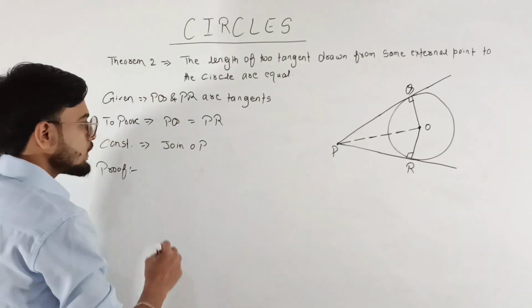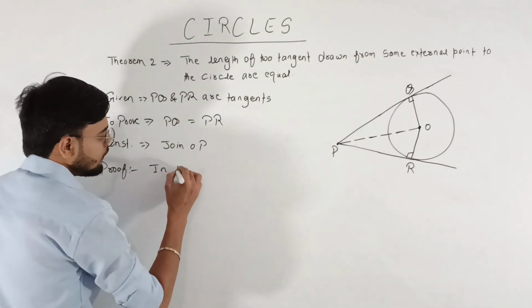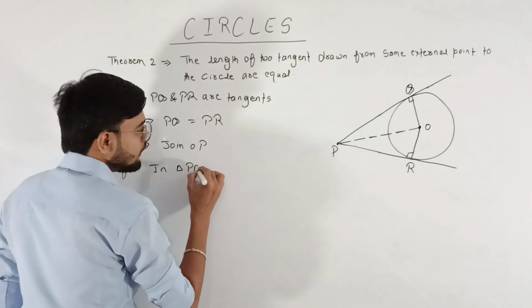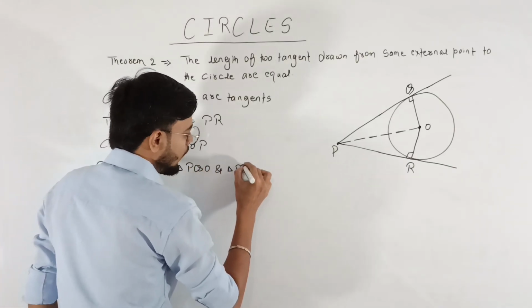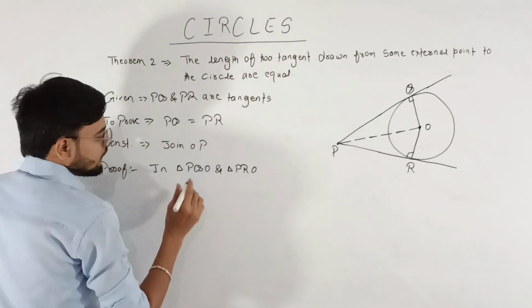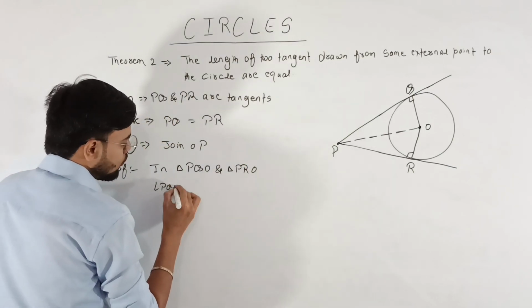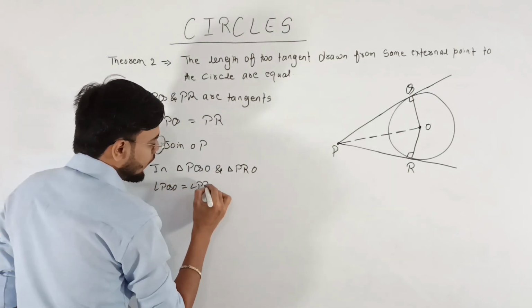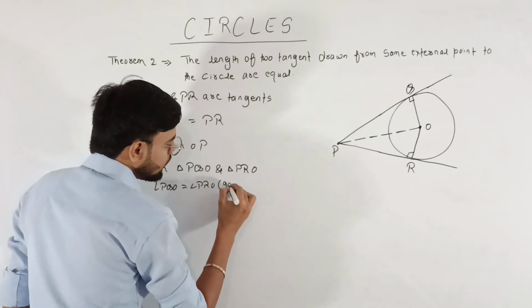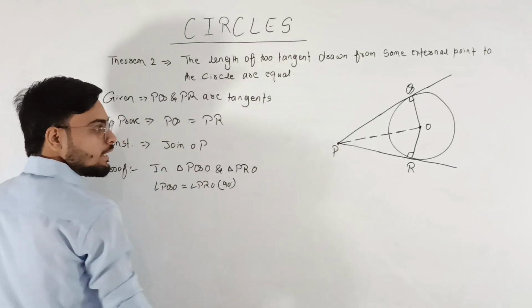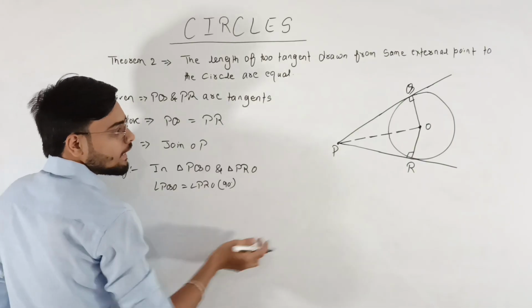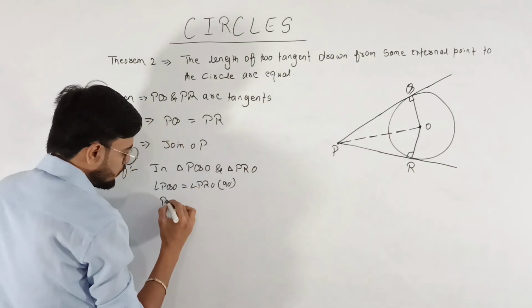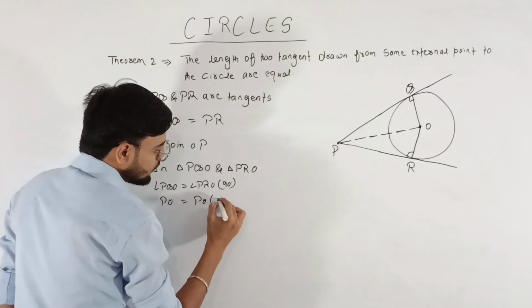Understood? So first, in triangle PQO and in triangle PRO, the first condition is angle PQO is equal to angle PRO. Why? Because both are 90 degrees. Why 90 degrees? Radius and tangent are perpendicular to each other. Second, PO is equal to PO. This is common.